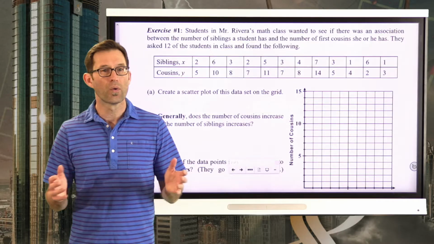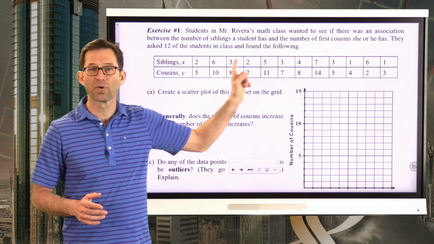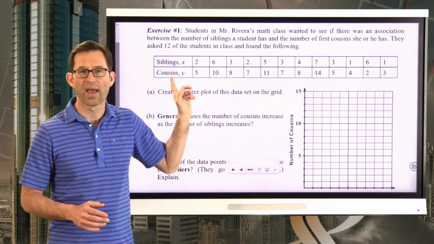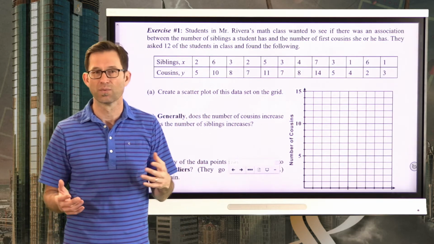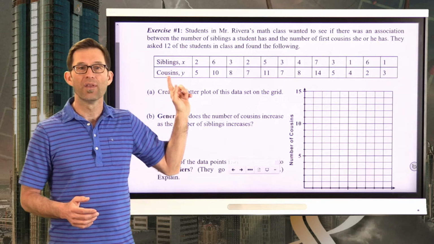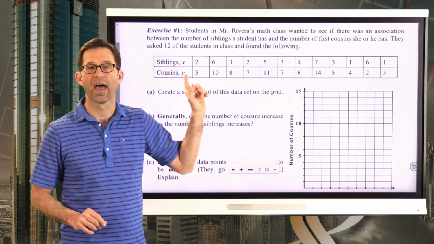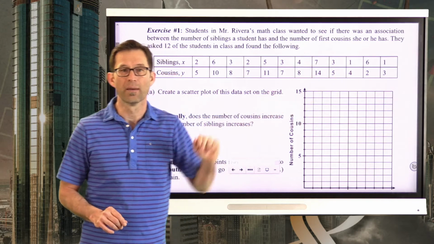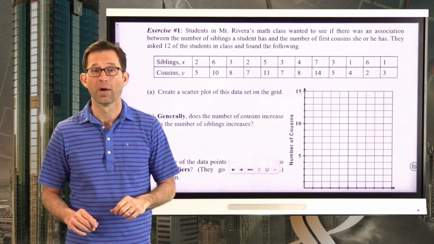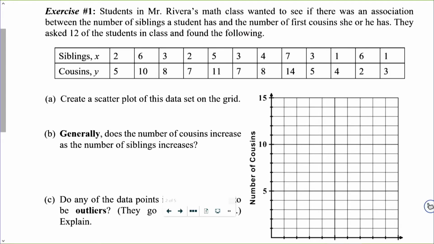In the first row, we've got the number of siblings that the person has, and we're just going to call that the x variable. Doesn't really matter which is x and which is y. And then the number of first cousins they have is in the second row of the table, and we're calling that y. Letter A just asks us to create a scatter plot of this data set on the grid.